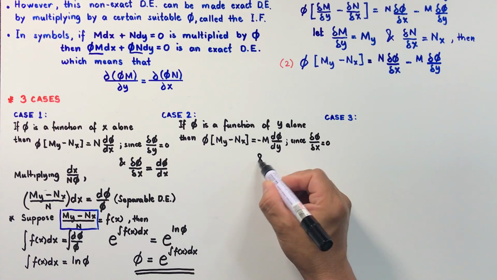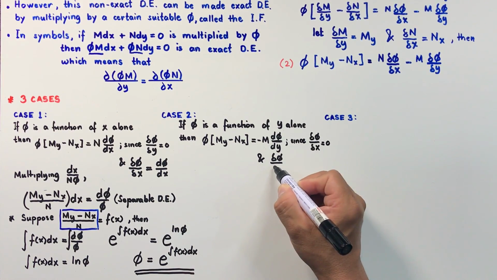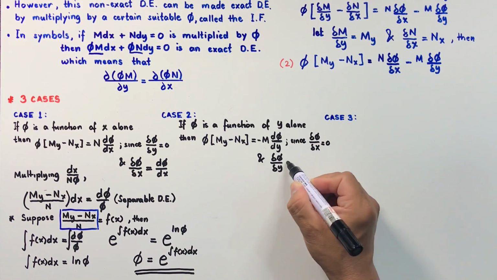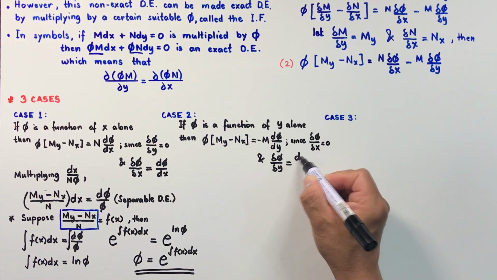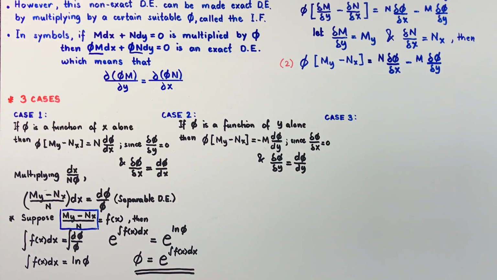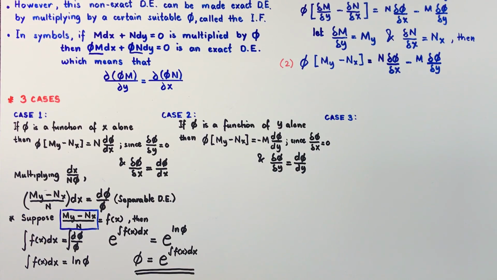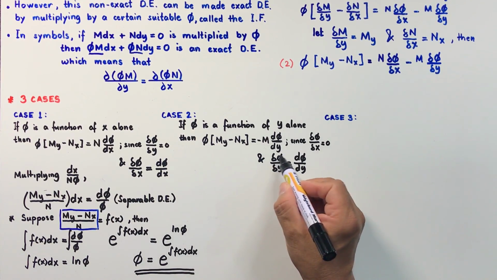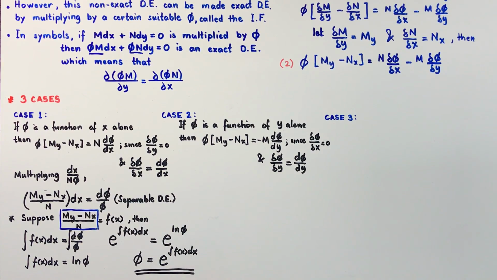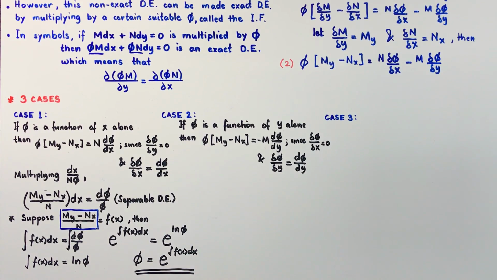And also, our partial derivative of phi with respect to y is the same as the derivative of phi with respect to y. So here we change the partial to the standard derivative notation. Why? There is no need for you to take the partial derivative of phi with respect to y, because our phi is in terms of y alone.